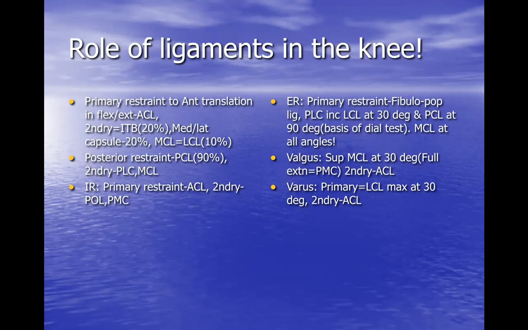Valgus at 30 degrees of flexion is restricted by the superficial MCL, secondarily by the ACL, whereas by the LCL at 30 degrees and secondarily by the ACL. So ligaments are doing multiple functions.